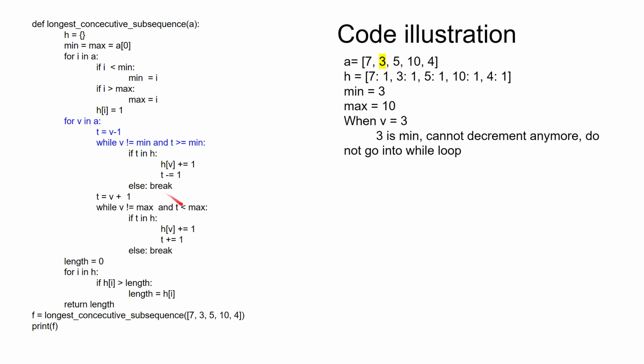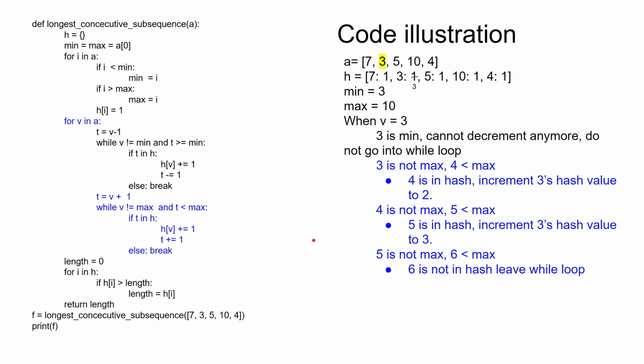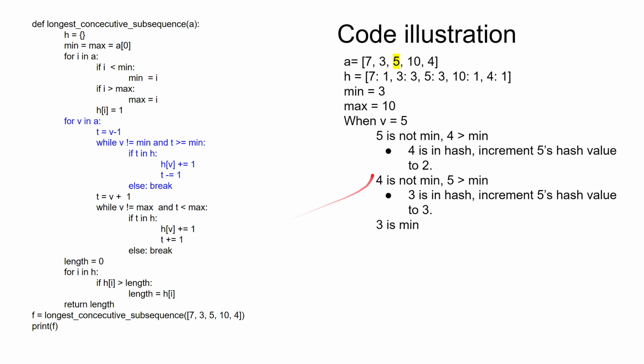When v is 3, 3 is the minimum, so it cannot go down anymore because there is no number smaller than it, so it will not go into the first while loop. But 3 is not max, so it will go into the next while loop, because 4 is smaller than max. 4 is in the hash, so increment 3's hash value to 2. 4 is not max, so it will go in the while loop again, and 5 is smaller than max. 5 is in the hash, so increment 3's hash value to 3. Then 5 is not max, and 6 is smaller than max, but 6 is not in the hash, so it'll leave the while loop. So now, 3's hash value is 3.